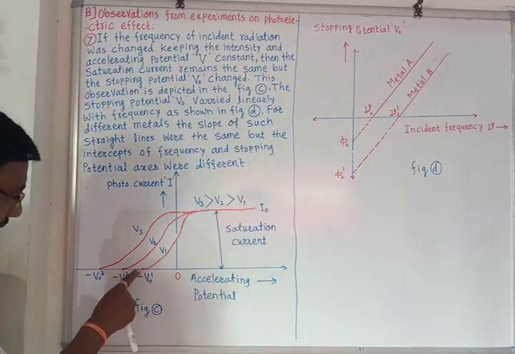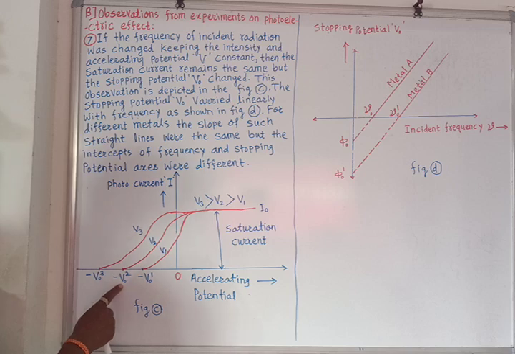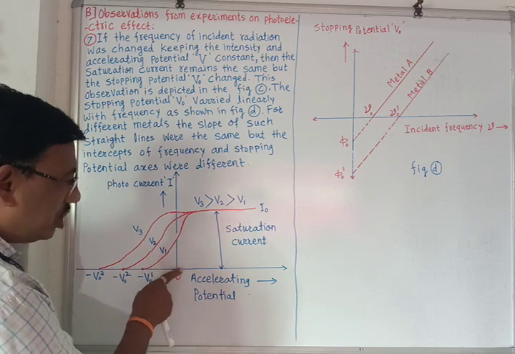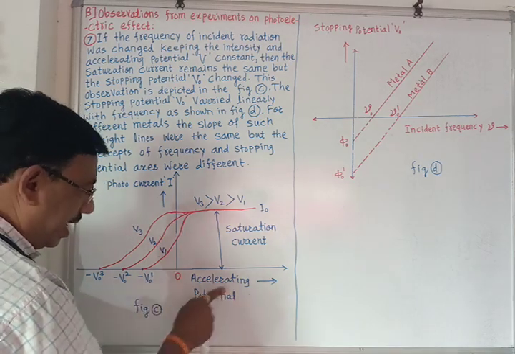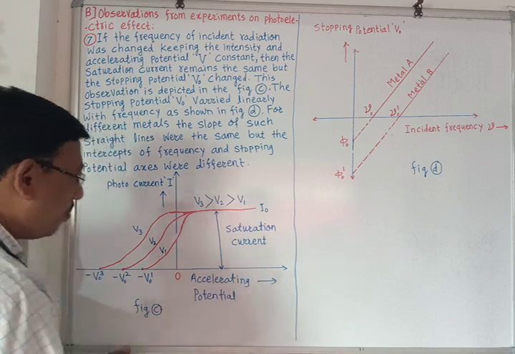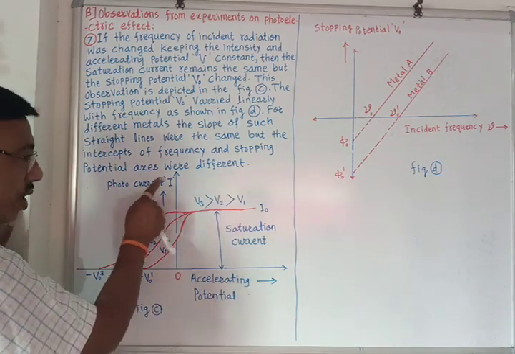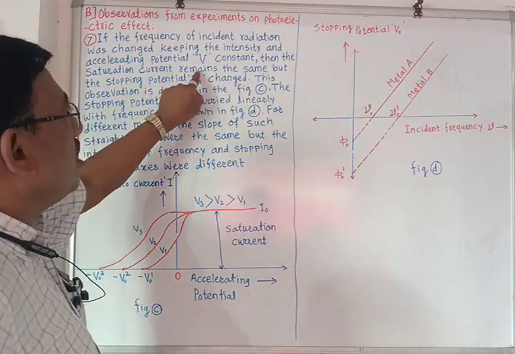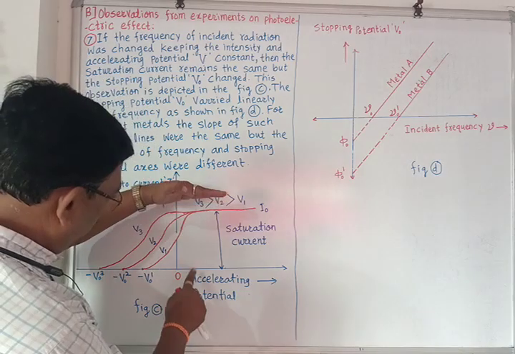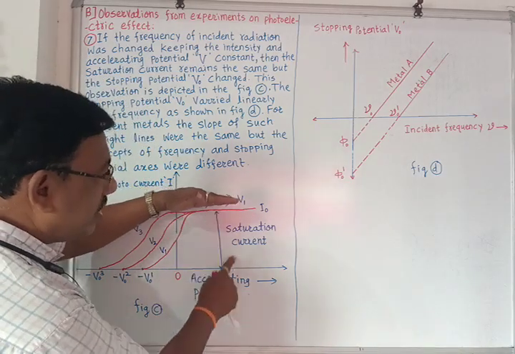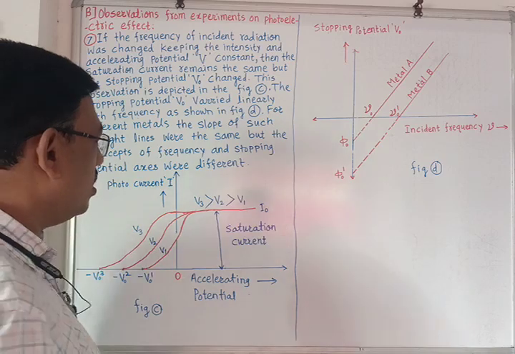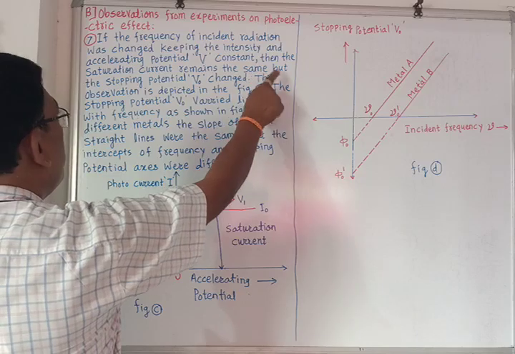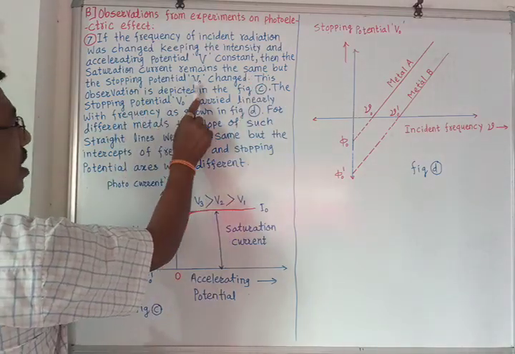आता बघा, या ठिकाणी हे ऍक्सलरेटिंग पोटेन्शियल आहे. Frequency of incident radiation is changed here in this direction. This one is the accelerating potential, in this direction photocurrent. So here the saturation current remains the same, this one is the current for every potential, it is same. This one I0 is the saturation current. Okay, the saturation current remains the same, but stopping potential V0.